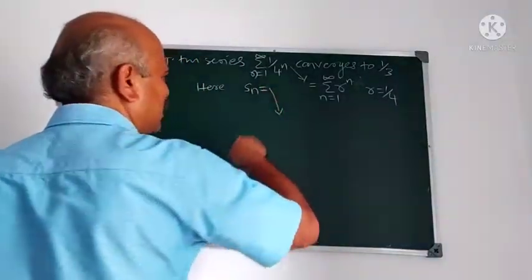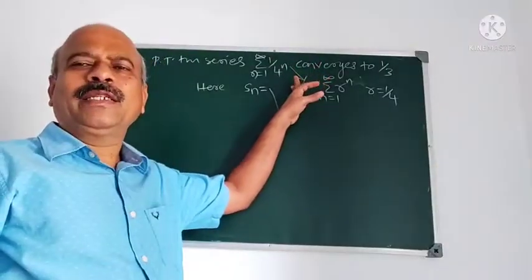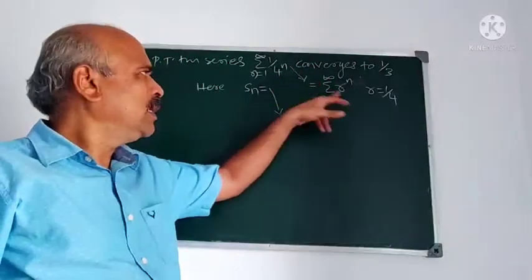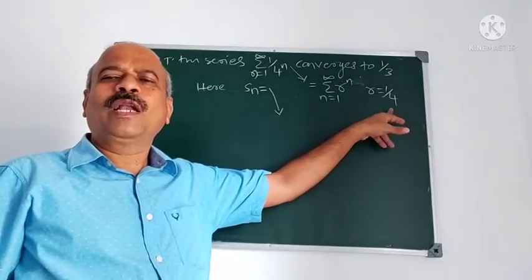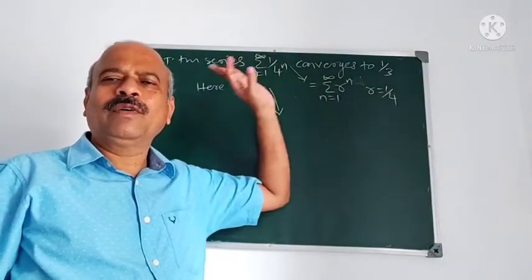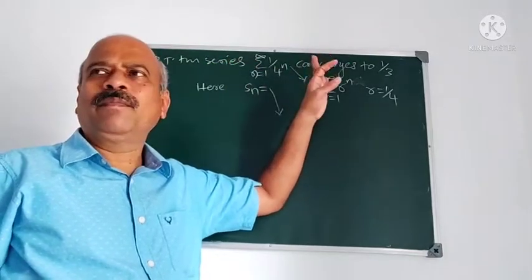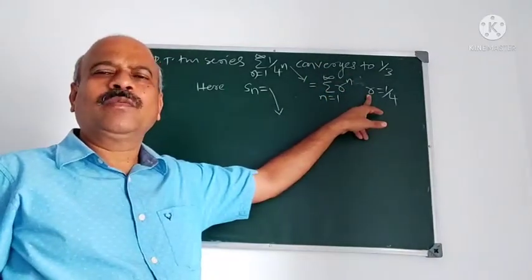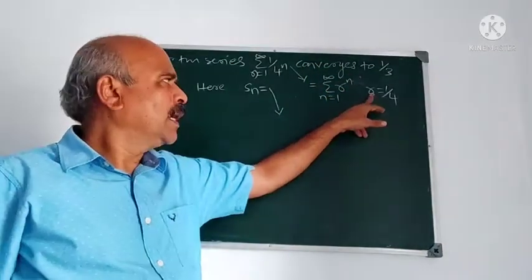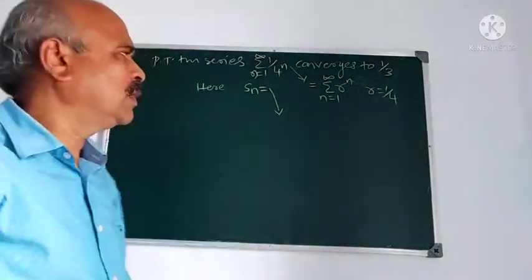Therefore, the sequence of partial sums is convergent, you can directly say. Why is it convergent? Because it is a geometric series where r is 1 by 4, so mod r is less than 1, therefore it converges. By using the above theorem, a geometric series converges if mod r is less than 1. Here r is 1 by 4, that condition is satisfied, therefore it converges.